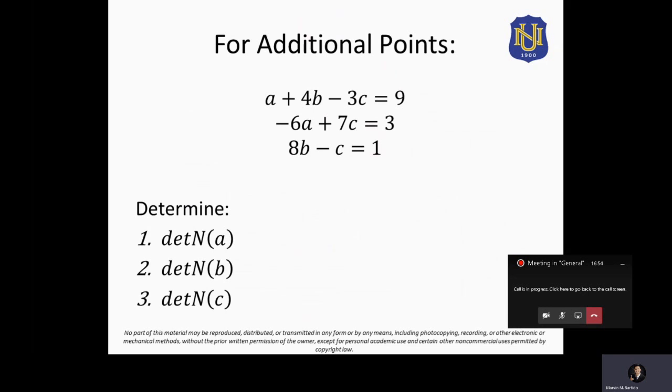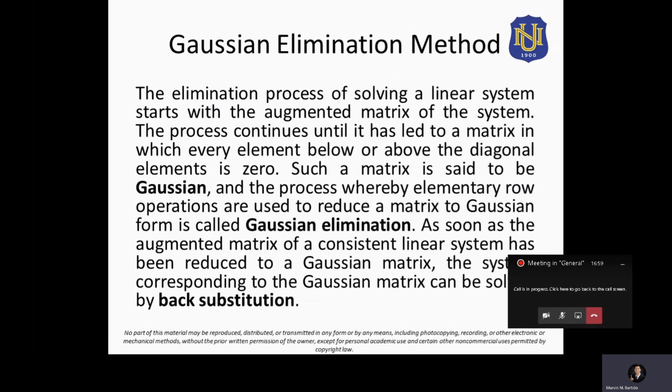Now, this is the second method of direct elimination method. So this is called Gaussian Elimination method. So yung process nung Gaussian elimination, ang una nating ginagawa is kinukuha natin yung augmented matrix of the system. So that is the coefficient matrix with the constants at the right side, no?